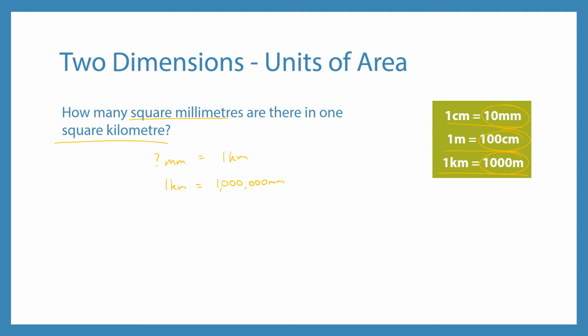So we've already got a pretty big number, so we know it's going to get very big by the end. So the next step, as before, is we're going to square both of these numbers. So we're going to get 1 square kilometer equals this number squared. So we get a million millimeters squared. So we're going to end up with this number here. So it's a 1 followed by 12 zeros. And that's square millimeters.